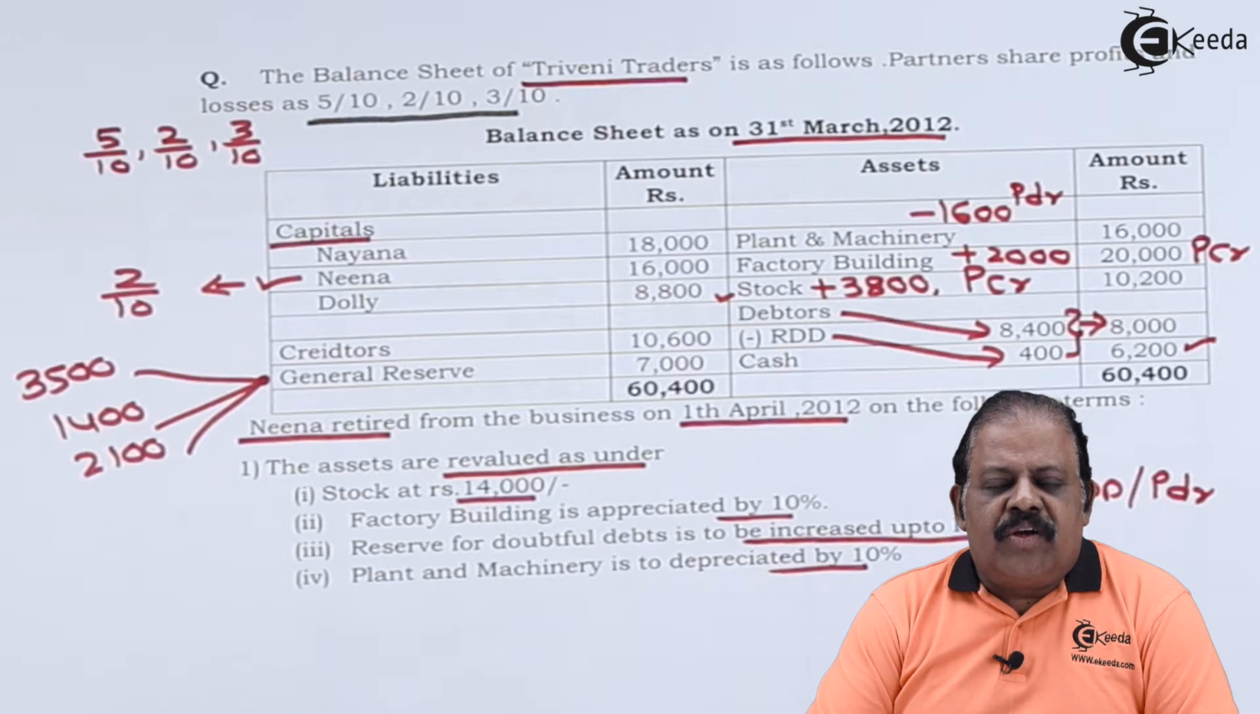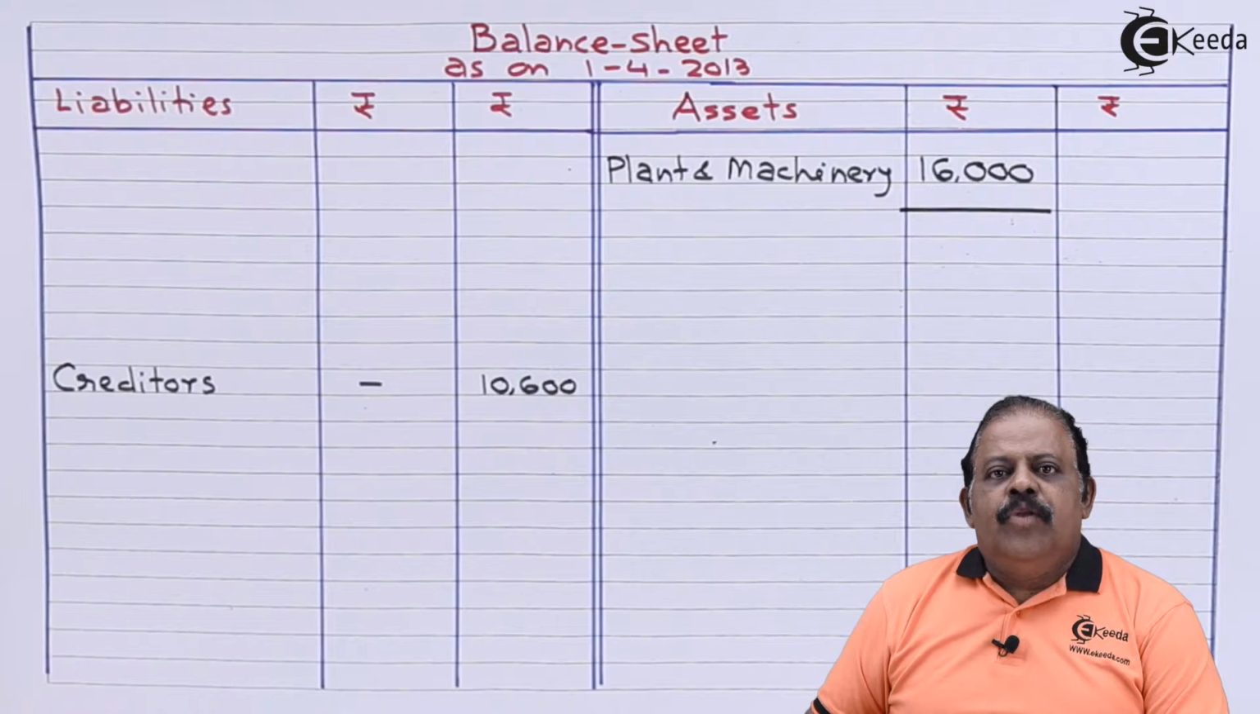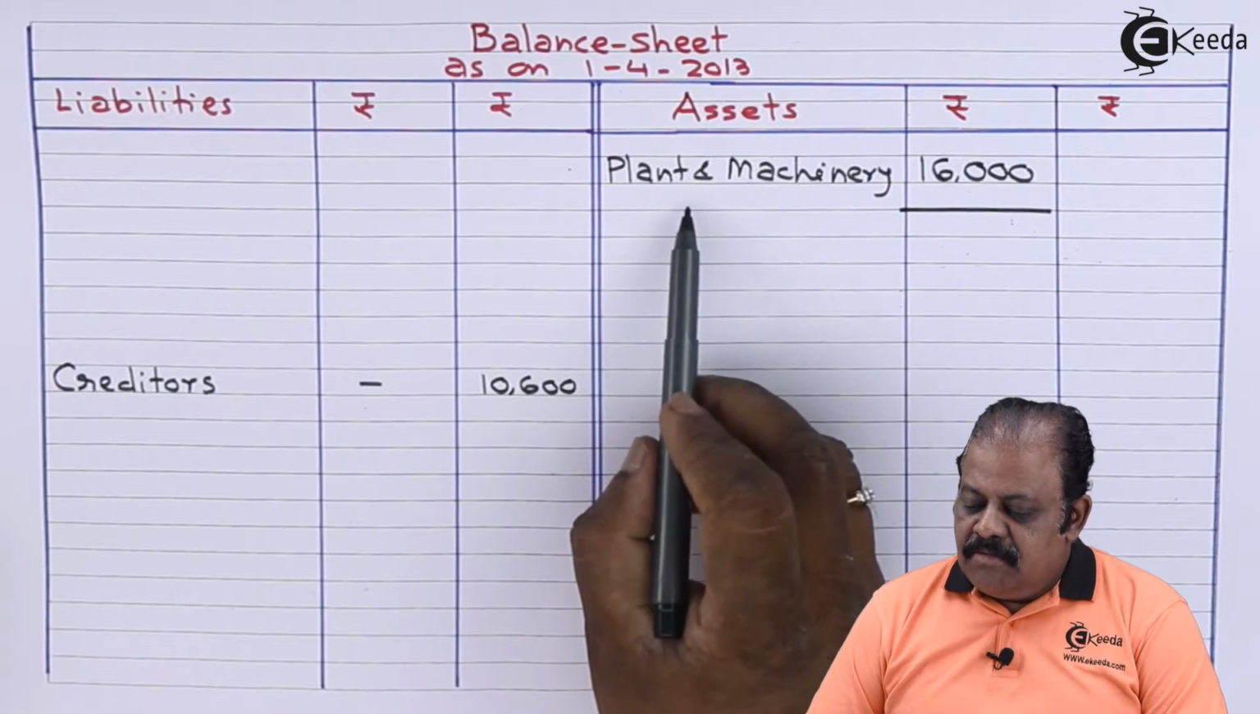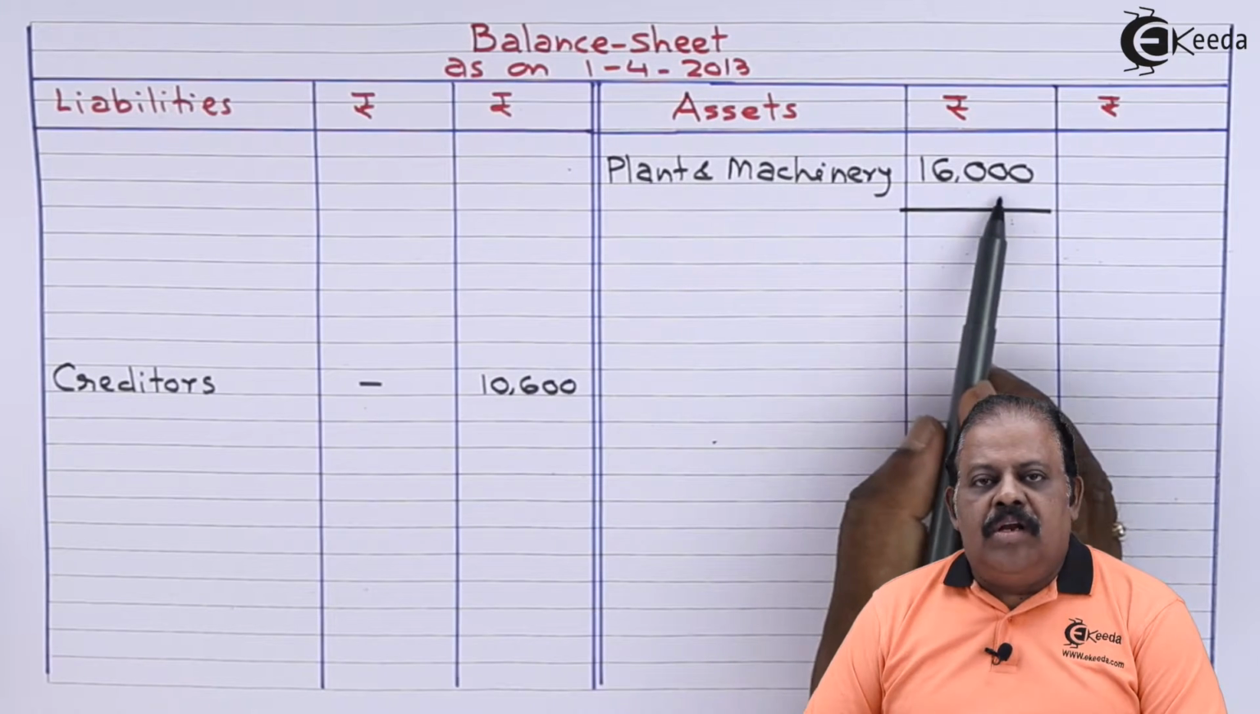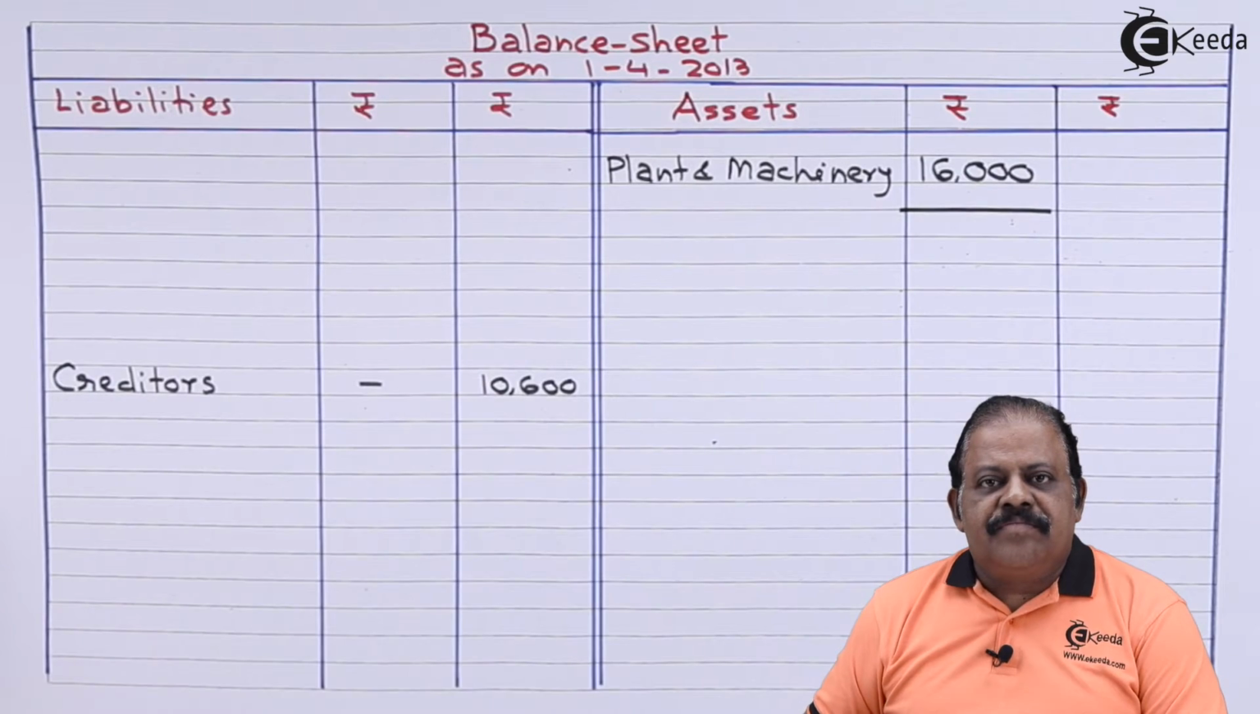There is an adjustment on this asset. We'll record this in the new balance sheet. The amount will be recorded in the inner column. New balance sheet, asset side, plant and machinery, inner column 16,000.